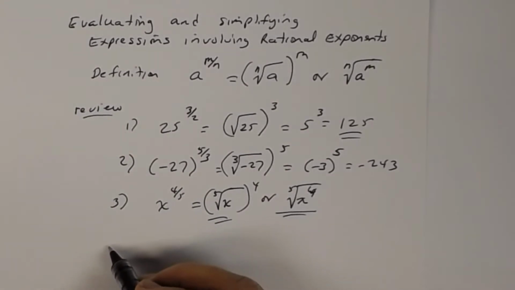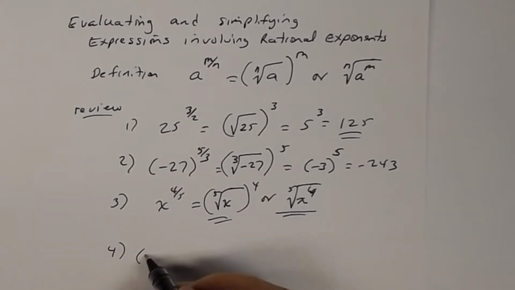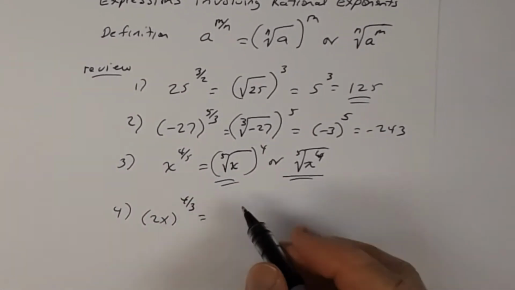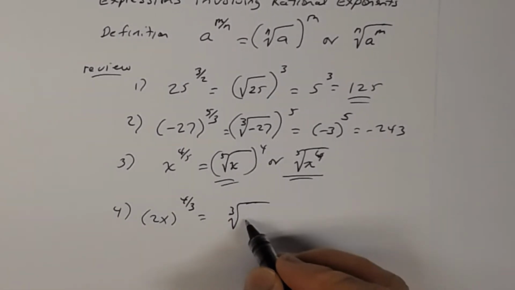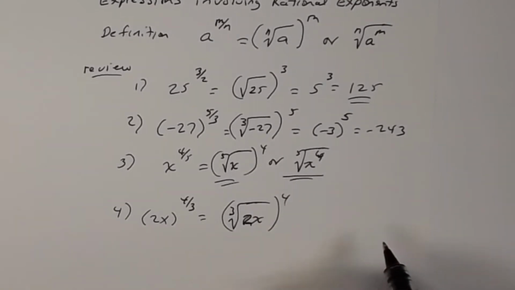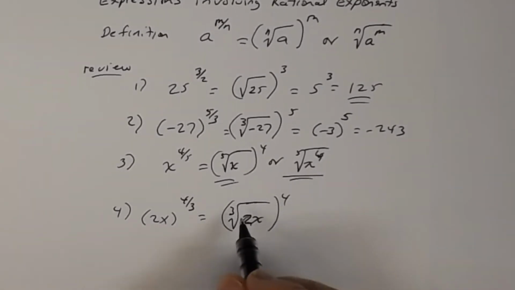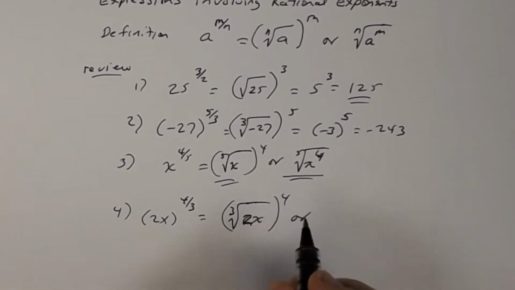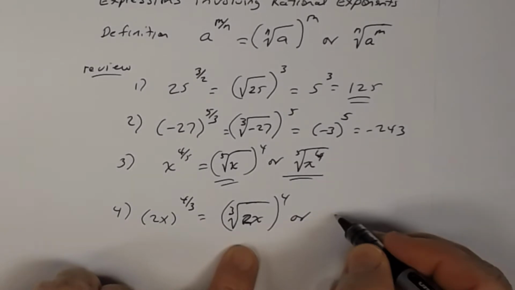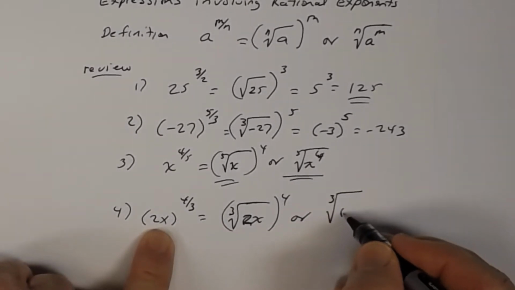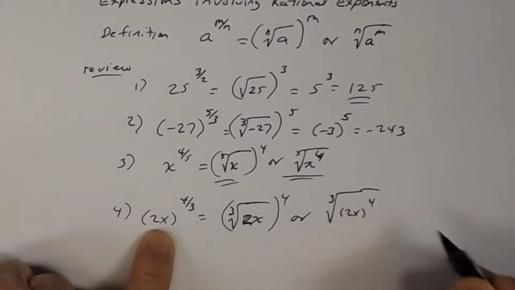Then we also saw something like 2x raised to the 4/3 power. That becomes the cube root of 2x, all raised to the 4th power. See how it's written? No issue there. But if you write it where 4 is on the inside, you've got to be careful. This is how you have to do it. Listen to this. It's a cube root, and you have to put this in parentheses because all of that's being raised to the 4th power.